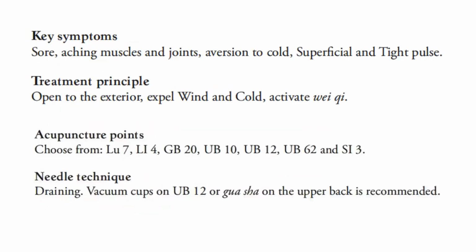The key symptoms here are sore, aching muscles and joints, aversion to cold, and a superficial and tight pulse. The treatment principle: open the exterior, expel wind and cold, and activate wei qi. For the acupuncture points, you can choose from Lung 7, LI4, GB20, Bladder 10, Bladder 12, Bladder 62, and SI3. For the needling technique, we can use draining. We can also use vacuum cups on Bladder 12, or gua sha on the upper back is recommended.